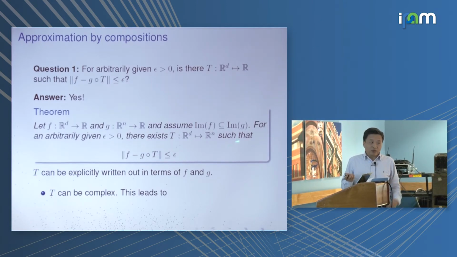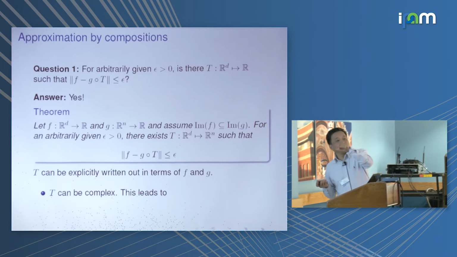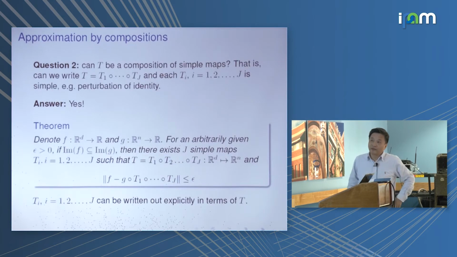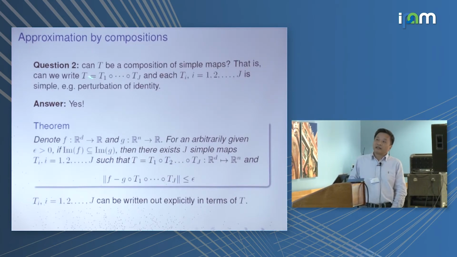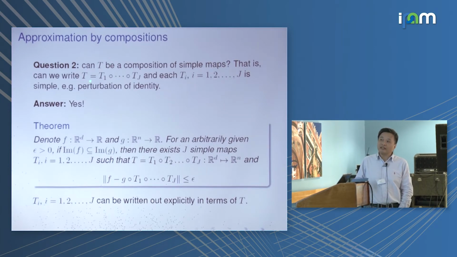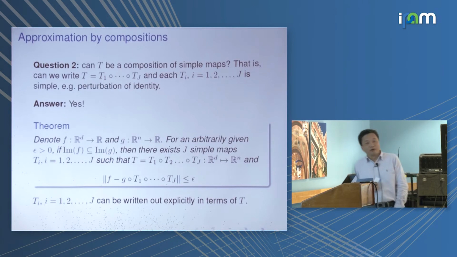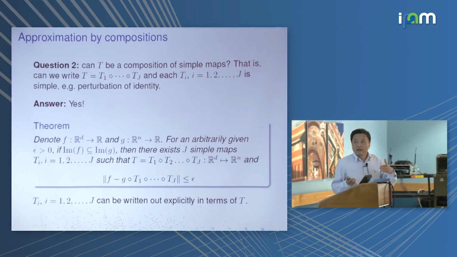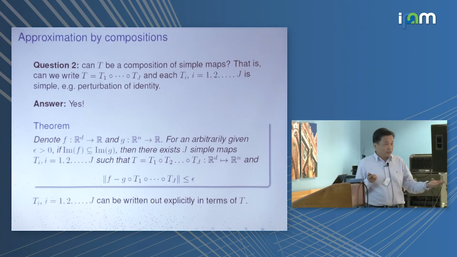The first question is good, mathematically good. But the second question: T is so complex. Can I decompose T into a composition of simple maps? That's another question. If T could be a composition of simple maps, you can have T equals T1 through Tj, and each of them is simple. What do you mean by simple, you will ask? For example, say T is a perturbation of identity.